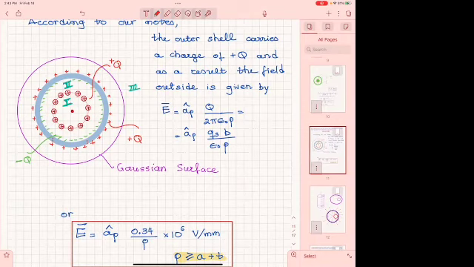Any particular questions? Do you understand this material? At least physically, from the physics point of view? Okay, thank you.